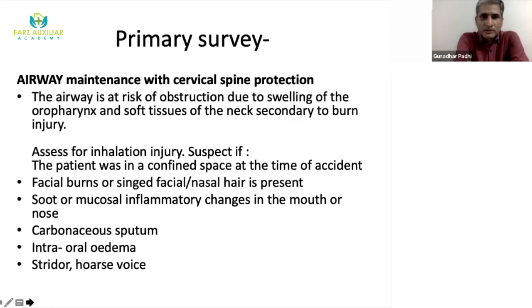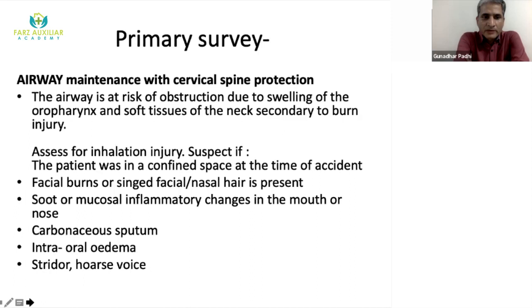If the patient was in a confined space at the time of accident, or if you find that there can be facial burns, or there can be singed facial hairs or singed nasal hairs. So that is an indirect evidence that the burn injury is quite significant. That means this patient is suffering from inhalational injury.